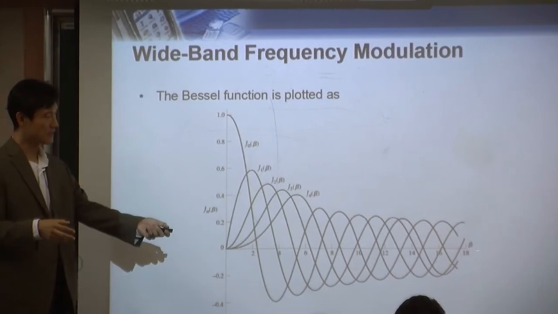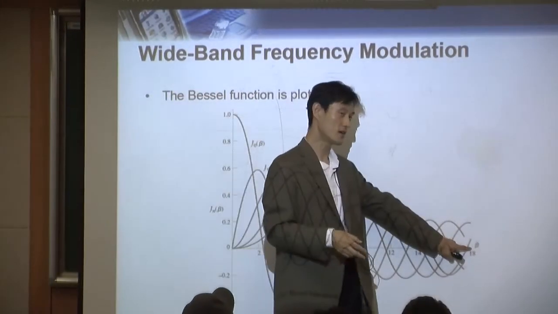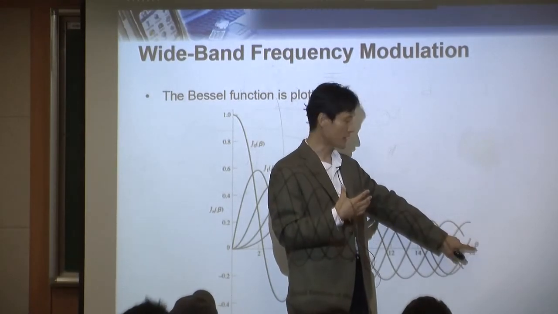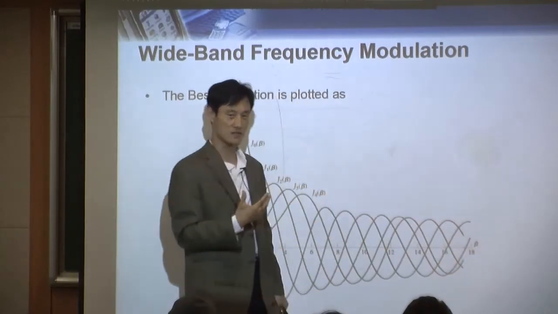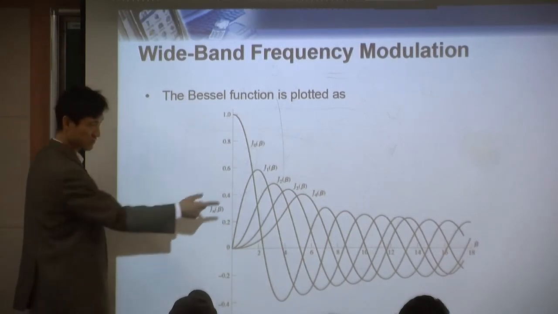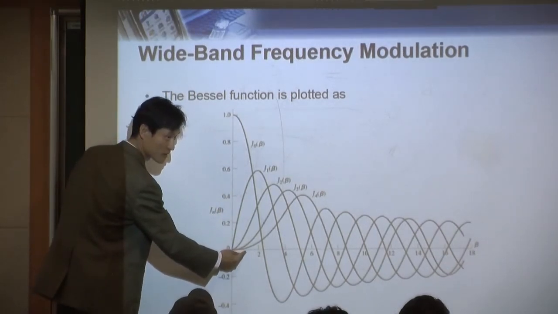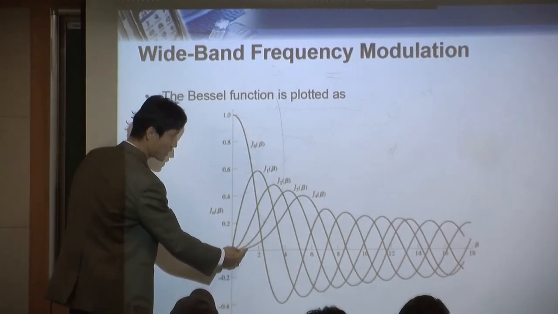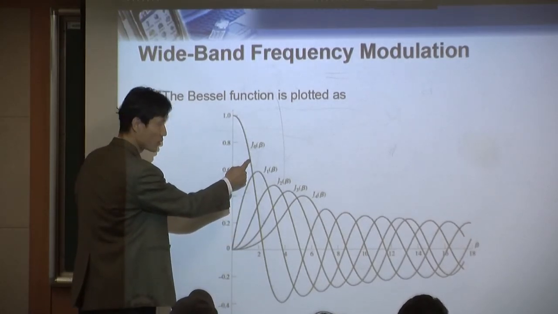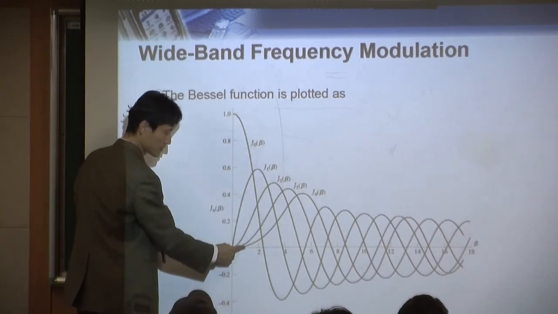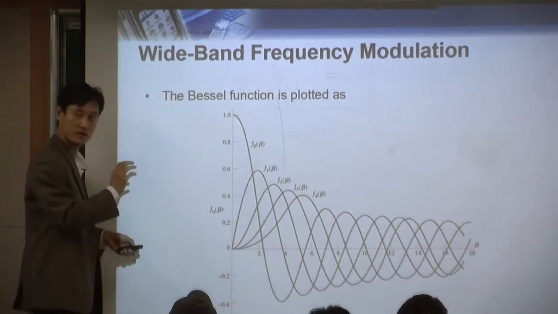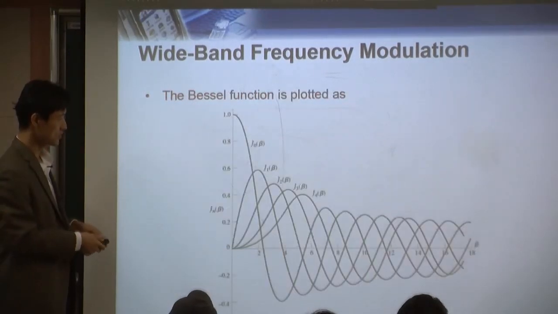What is the beta, by the way? Our modulation index. We discussed the modulation index in FM, right? This one is typically a constant. Let's say our modulation index is 1, as an example. If beta is 1, then we are talking about here. What is the value when n equals 0? Here. What about n equals 1? Then here. If n equals 2, then somewhere here. That's the output.